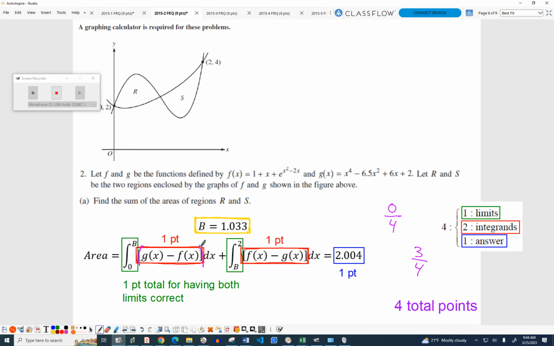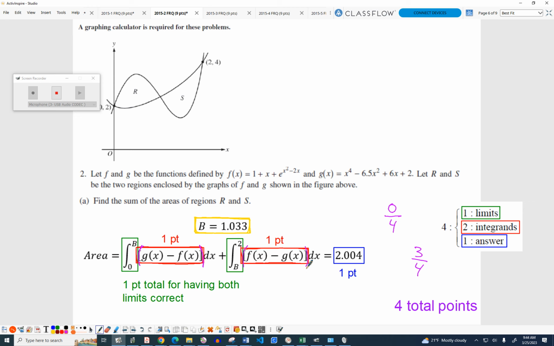Okay, this person did the sum from 0 to 1.03, so they forgot that second 3, and the total area they got was 2.007. That's what cost them. So they're going to lose the limit point and the answer point. They would only get 2 out of 4. It's a really good example where you do have to be precise. They require that.